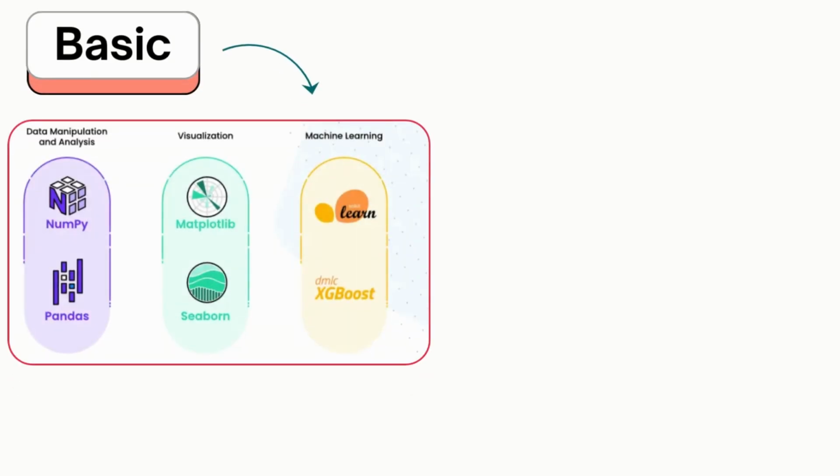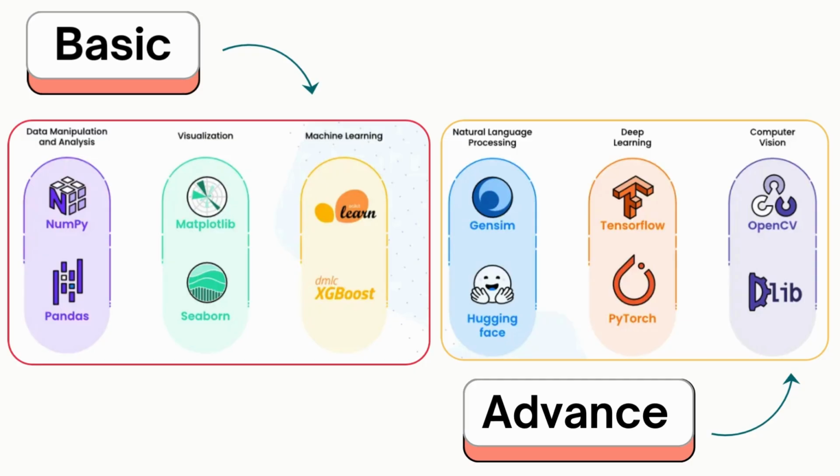Over here, we have some of the basic tools that we will be frequently using in our machine learning journey. For data manipulation and analysis, we'll be using NumPy and Pandas. For visualization, we'll be using Matplotlib and Seaborn. For machine learning, we'll be using Scikit-learn and XGBoost. Some of the advanced fields such as natural language processing, deep learning, and computer vision, and its libraries such as TensorFlow, PyTorch, Hugging Face, OpenCV. These are advanced concepts and you don't need to know about them. We'll be learning about them in the upcoming videos.